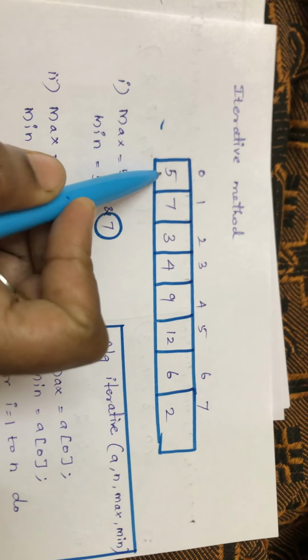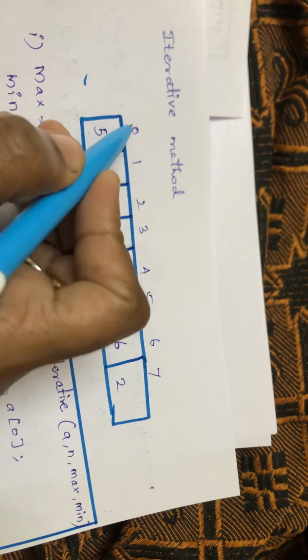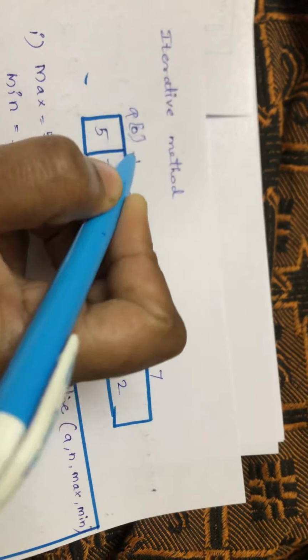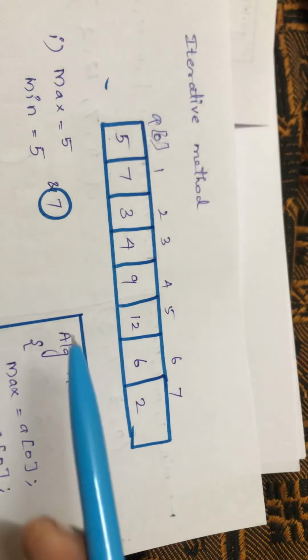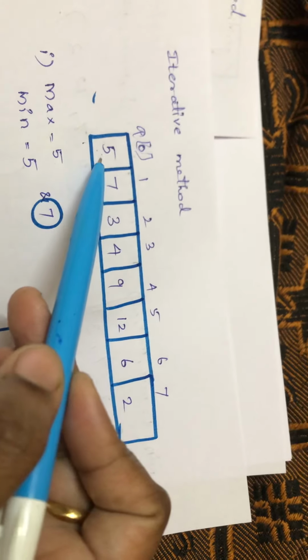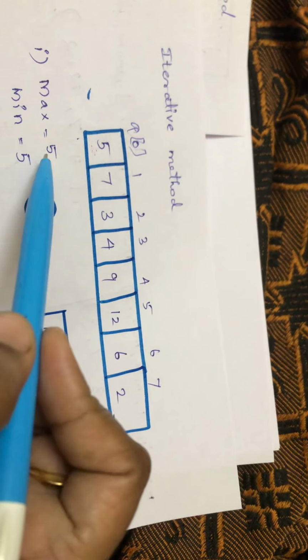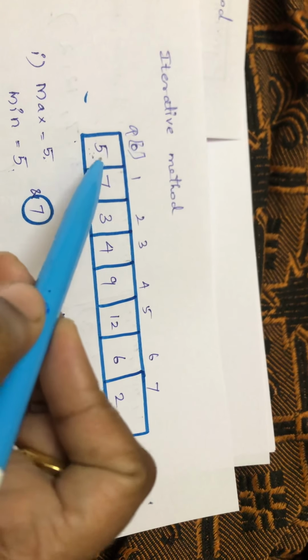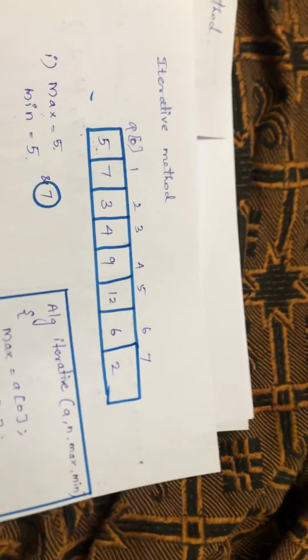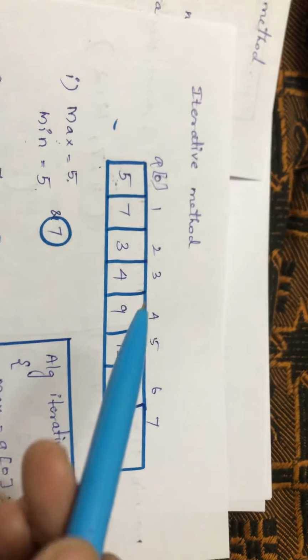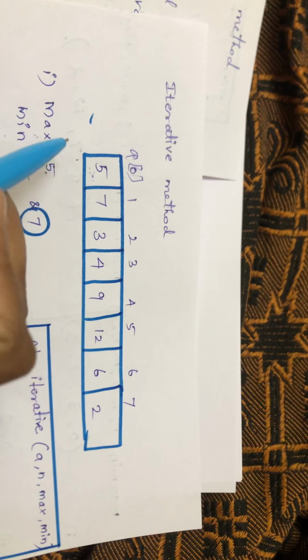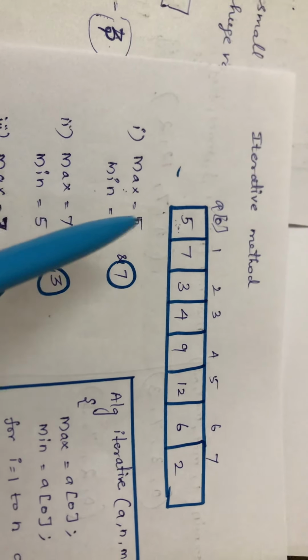Here the first value is a of 0, the array representing a of 0, then a of 1, likewise up to a of 7. A of 0 equals 5. The 5 is assigned to the max value as well as the minimum value. The first value is assigned to both max and min. This value is compared to the next values. In the first case, the max and min value is 5.